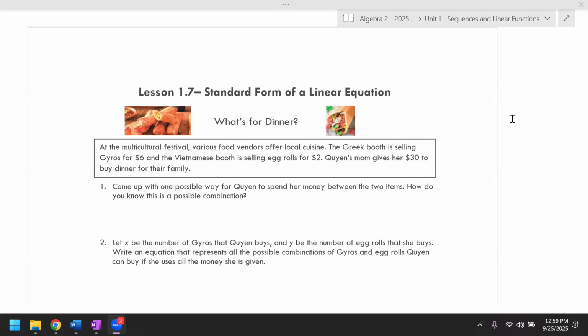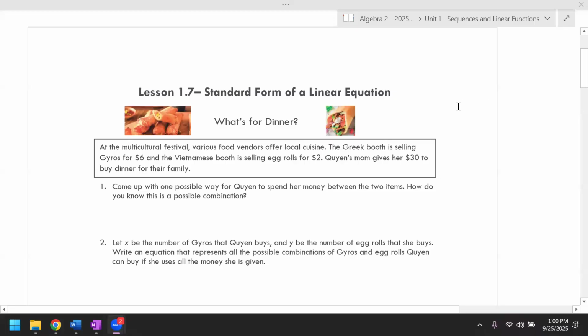It says that at the multicultural festival, we've got food vendors. There's a Greek booth selling gyros for $6, and a Vietnamese booth selling egg rolls for $2. So $6 gyros, $2 egg rolls. Now, Quinn's mom is giving her $30 to buy dinner for the family.